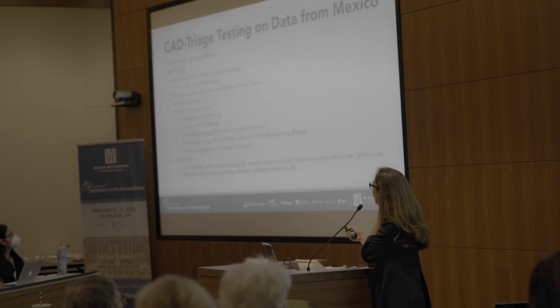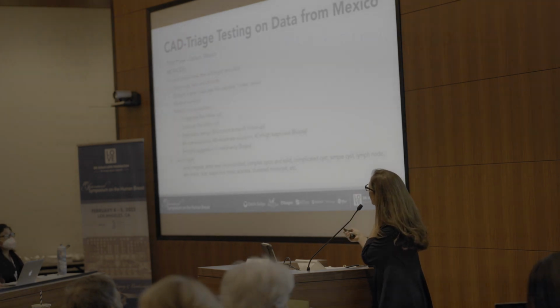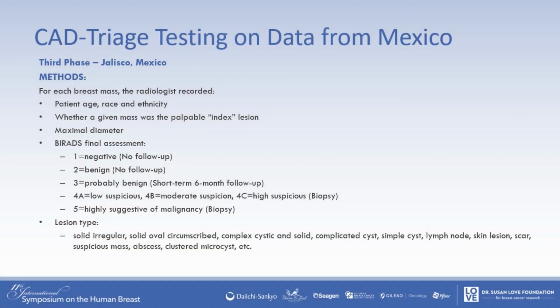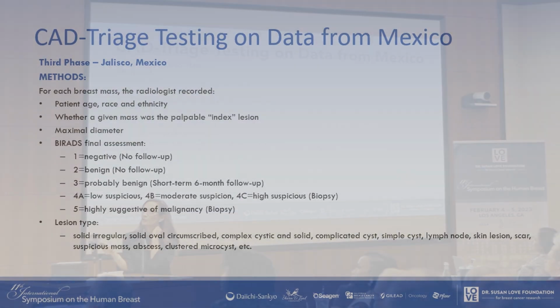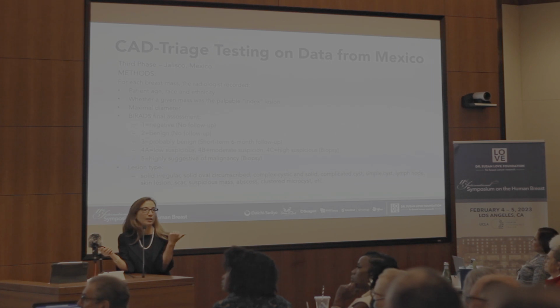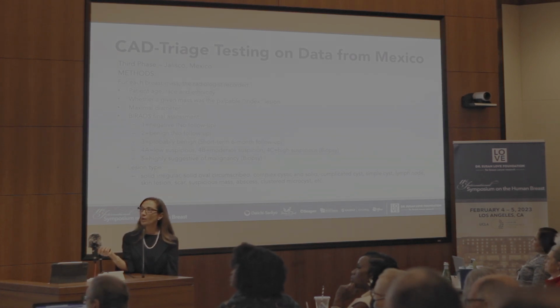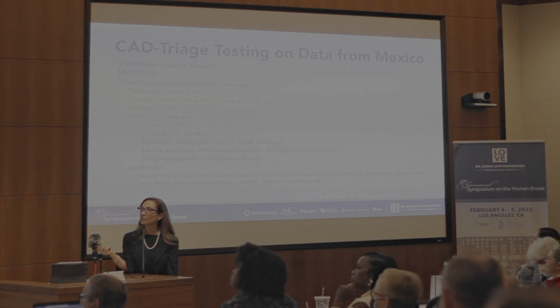For each breast mass, the radiologist collected a bunch of information: age, race, ethnicity, whether it was palpable, the maximum diameter, and gave it a BI-RADS. Did the radiologist think it was negative, benign, probably benign, or suspicion for A, B, and C, depending on the degree of suspicion, or BI-RADS 5, which is highly suspicious for malignancy, and he also described the lesion.